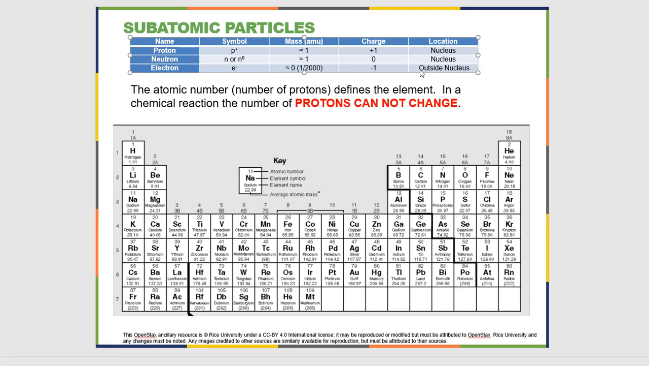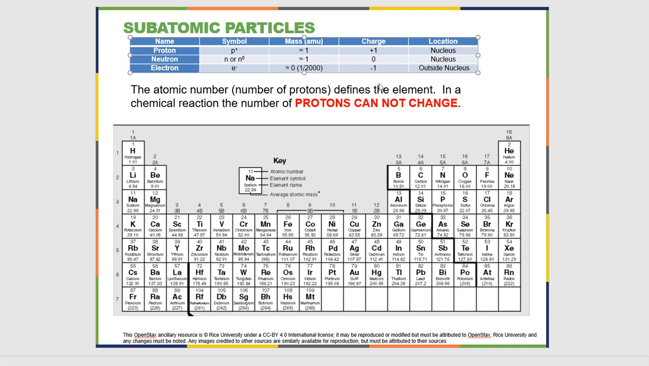The first thing to remember, or to know, is that protons define the element and are the atomic number. And protons cannot change. So in a chemical reaction, the number of protons never changes. Said another way, the element never changes.